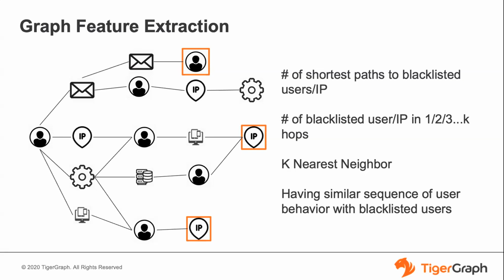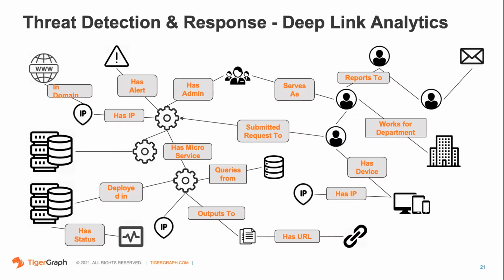So we can help you identify something called K nearest neighbor. Basically, what we're doing is telling you how many hops from that particular user it takes to get to that blacklisted IP, that blacklisted user account, that blacklisted system, so that we can identify those sequences of user behavior to help you identify threats and potential major issues inside your network. Using Deeplink Analytics, we allow you to follow potential threats and ensure that we can alert on potential anomalies earlier.